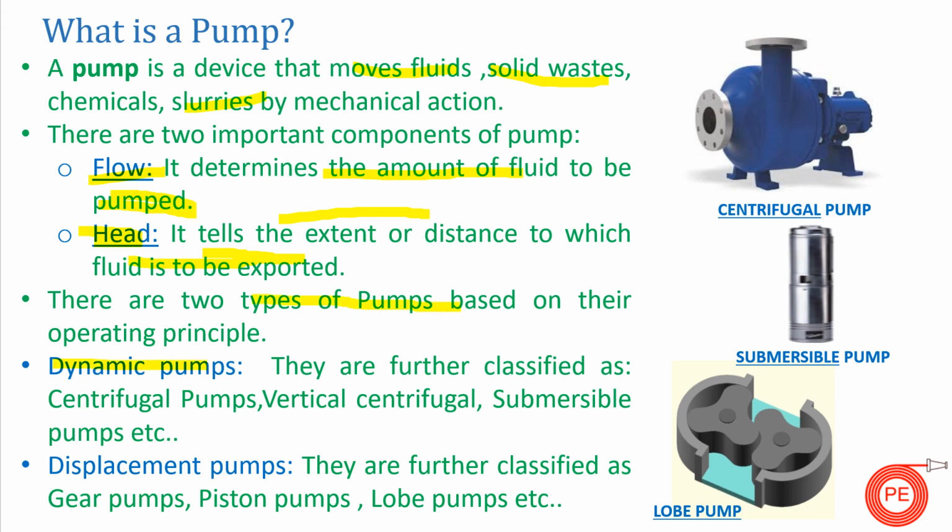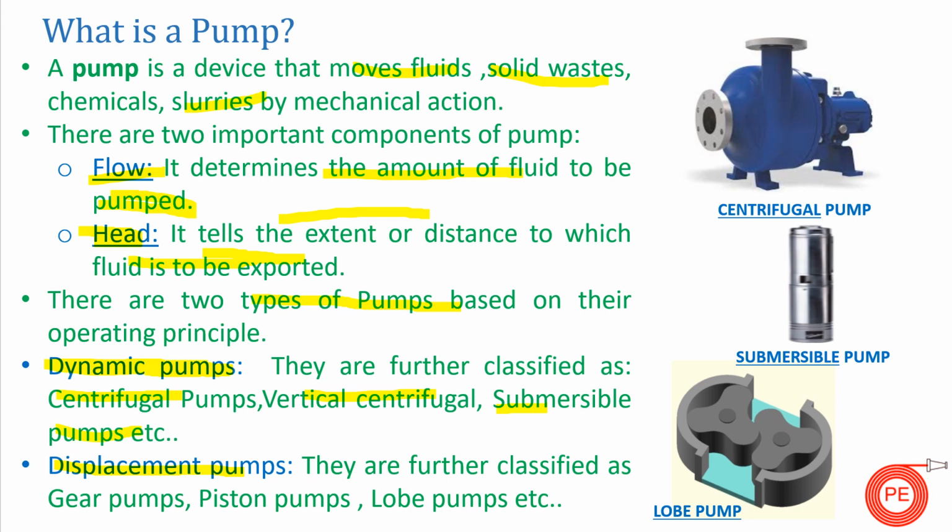One is dynamic pumps and another is displacement pumps. If we talk about the requirements in the industry, about 80 to 90% of the pumps used in the industry are dynamic pumps. They are further classified as centrifugal pumps, vertical centrifugal pumps, submersible pumps. Dynamic pumps are very cheap, both from a maintenance point of view and from a capex point of view. Their maintenance is very easy and the maintenance cost is very less. Also their spare parts cost is very less, and a skilled operator is not required for both operation and maintenance.